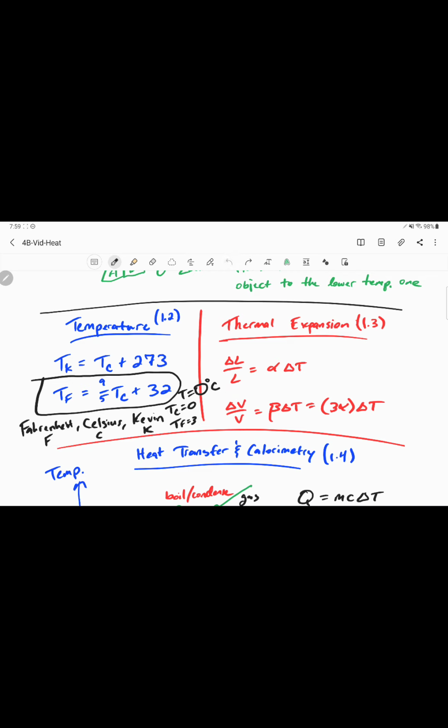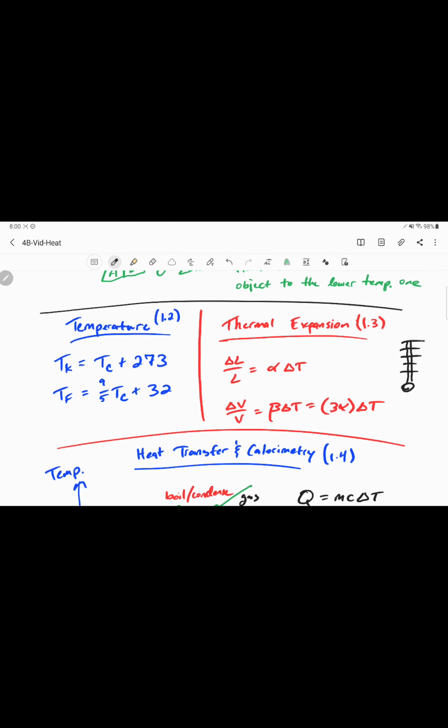Okay, so the next thing here is thermal expansion. If you've seen a thermometer, like a mercury thermometer, you have some liquid. You have a bulb here and then it goes up, and you have these markings of temperatures, and there's a liquid level in here, and you read off where it is, and that's the temperature.